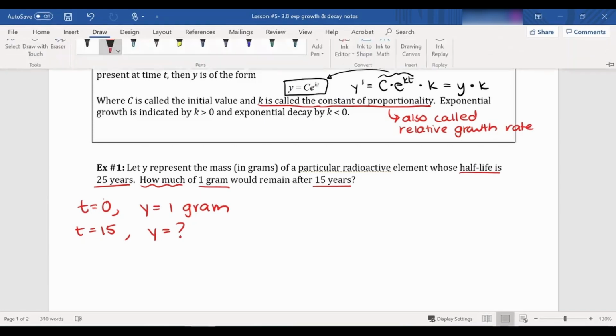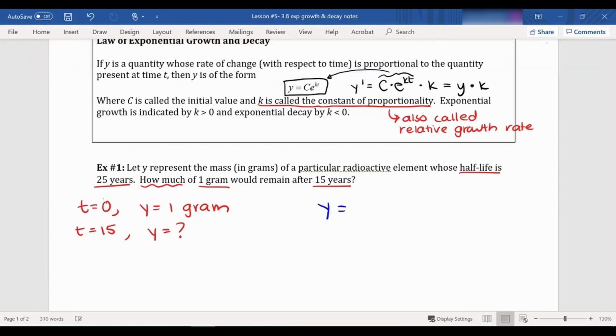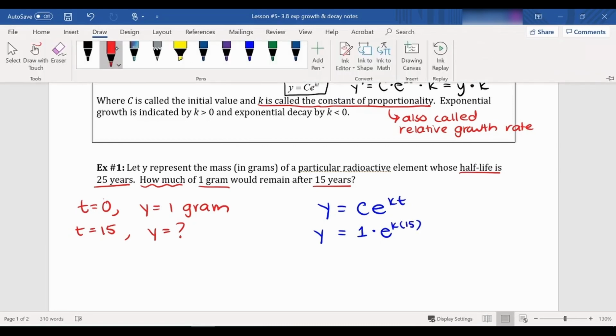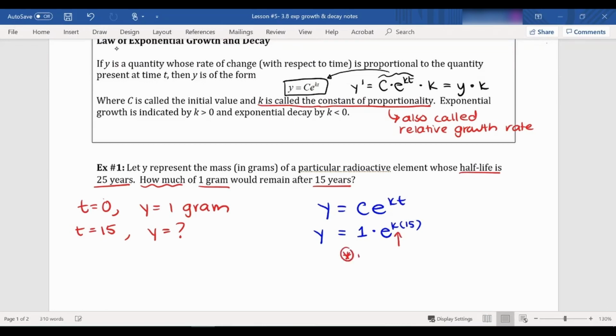Well, we also know that our general form is y equals c e to the kt. So the problem that we have is we know t, we know c, but we don't know k. We need k. So if I plug in all the information I have here, I want to find y. I know c, or my starting value, is 1 gram. I know e is just a number. I don't know k, and I know t for this question is 15. So the problem I have here is I need k first.